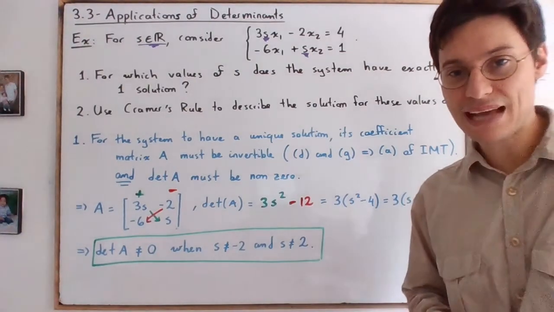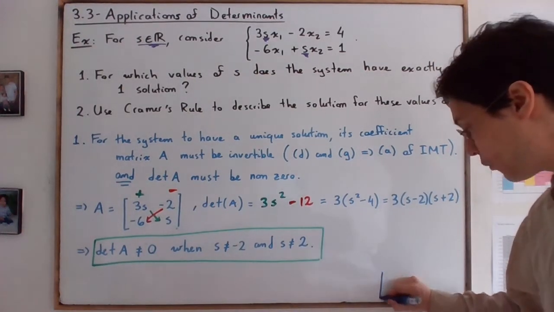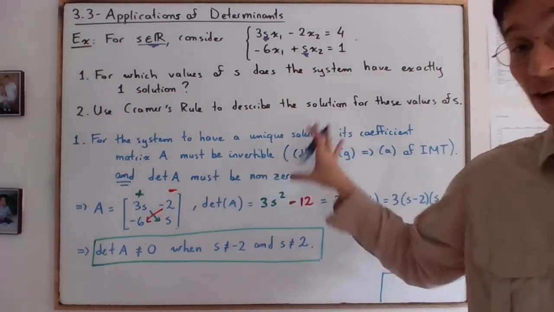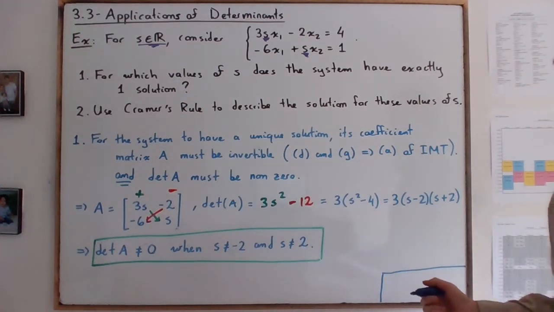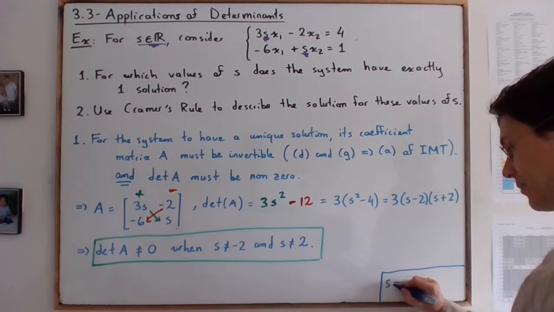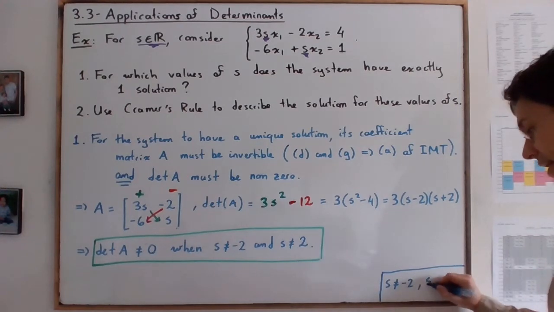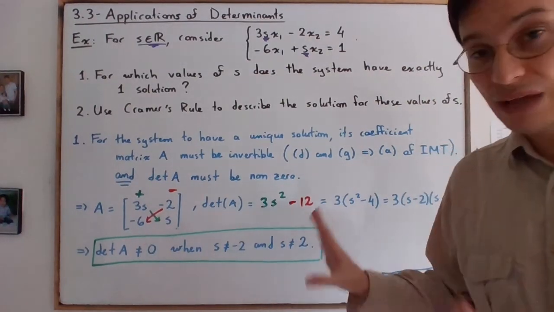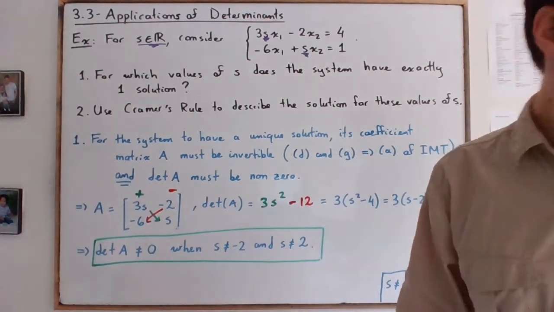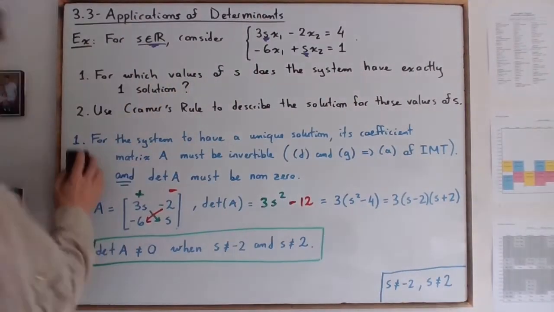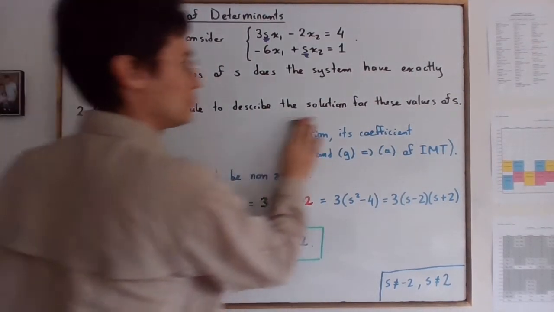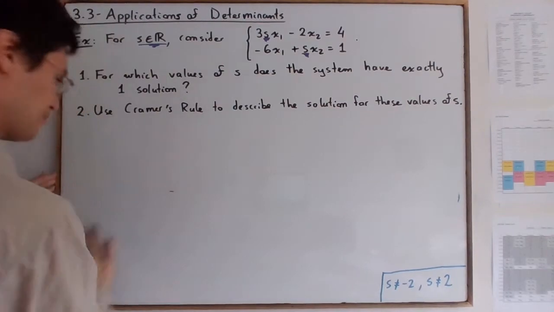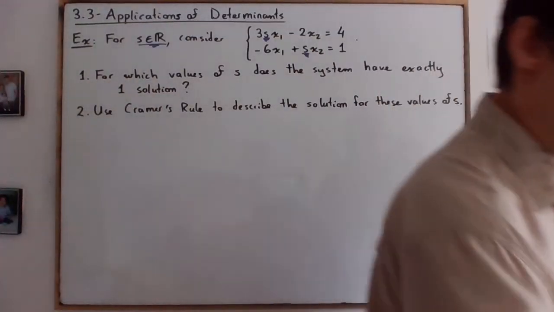What I'm going to do now is take note of it. I don't think I will actually need this information, but just in case, because I'm going to erase all of this. I'm going to write here: s is not equal to negative 2 and s is not equal to 2. Now let's erase all the blue, and we're doing number 2.